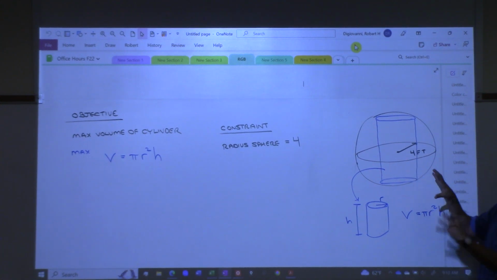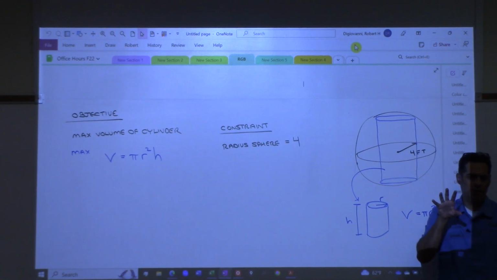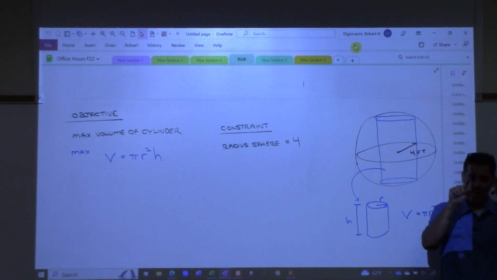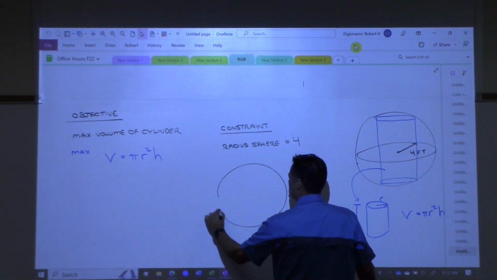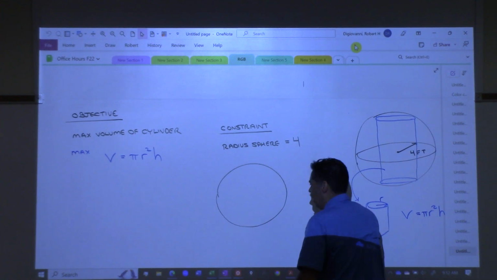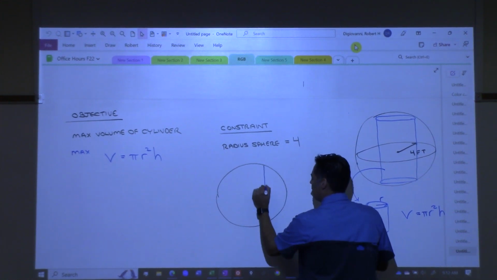What is it? It's no longer three-dimensional, right? You're looking onto it. It would be a what? A circle, and inside of it would be a rectangle, right? Let's take a look at that. If I draw a circle, that's my sphere. And then I draw my rectangle, which is my cylinder.